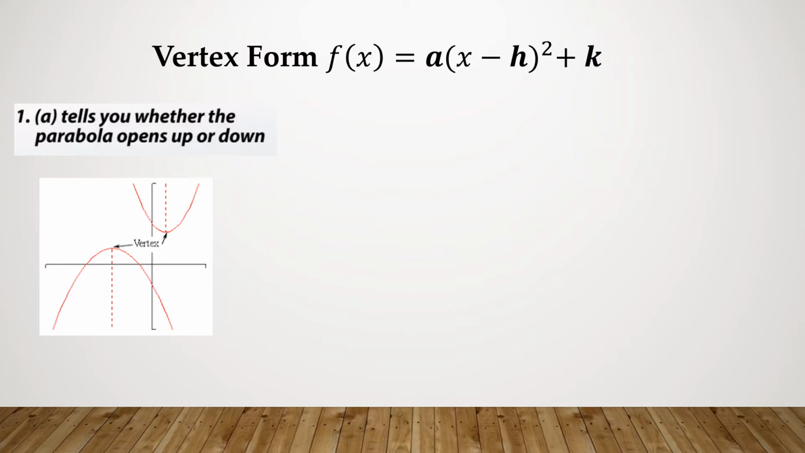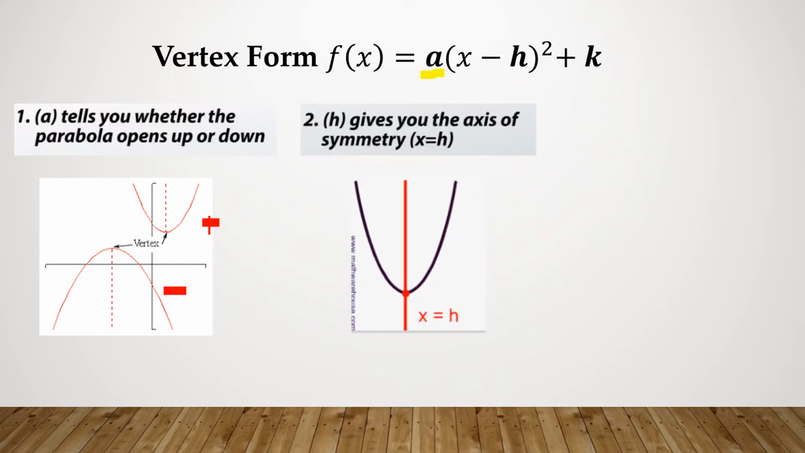First of all, this term right here, which is my a term, tells me that the parabola is going to open up or down. If it opens up, that means that a is positive, which means that a is greater than 0. If it opens down, a is negative, which means that a is less than 0. The second thing that this form tells us is that h gives you the axis of symmetry. X is equal to h.